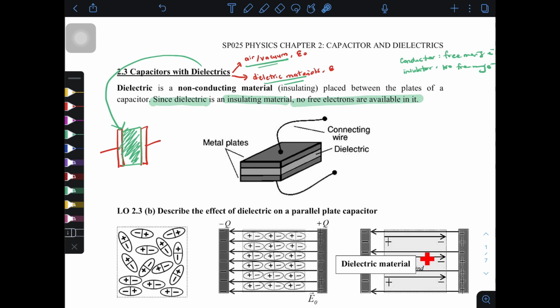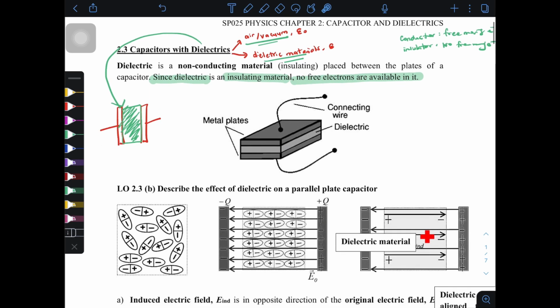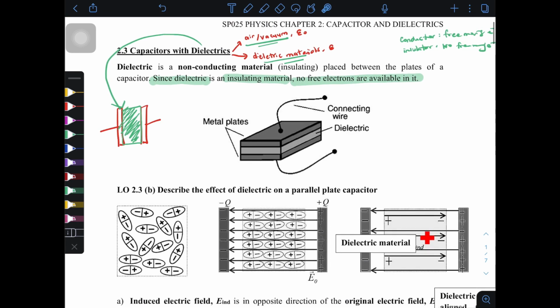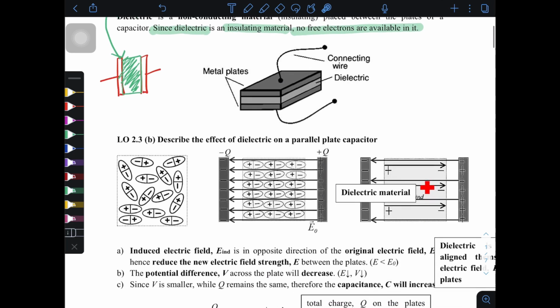Okay, now itu ialah apa itu dielectrics? Dia ialah insulator yang tak ada free moving electron. Dia boleh jadi air or vacuum, dan dia juga boleh jadi dielectric materials.